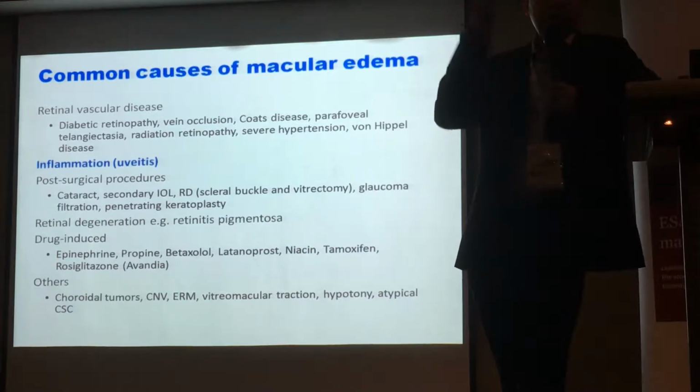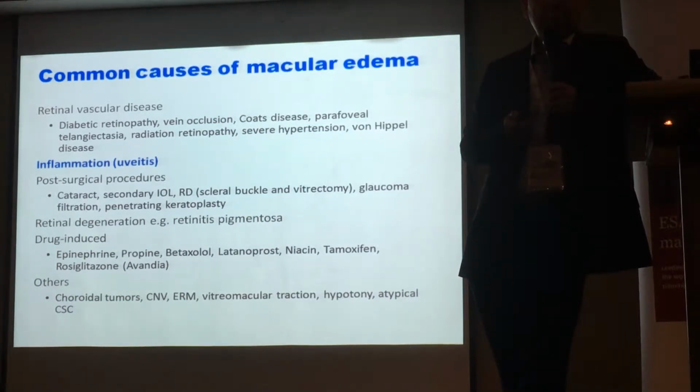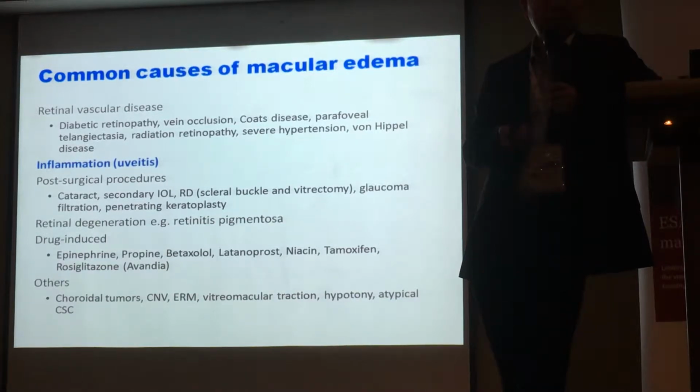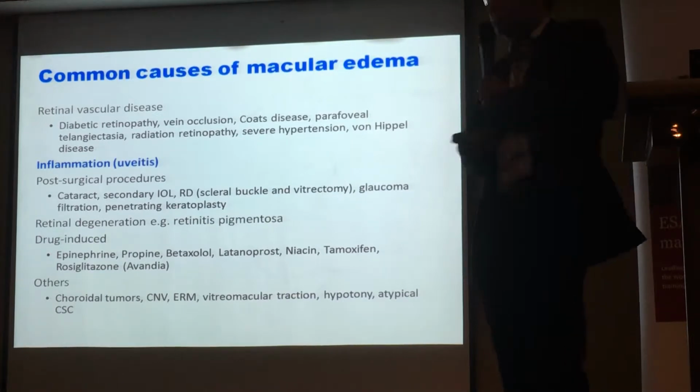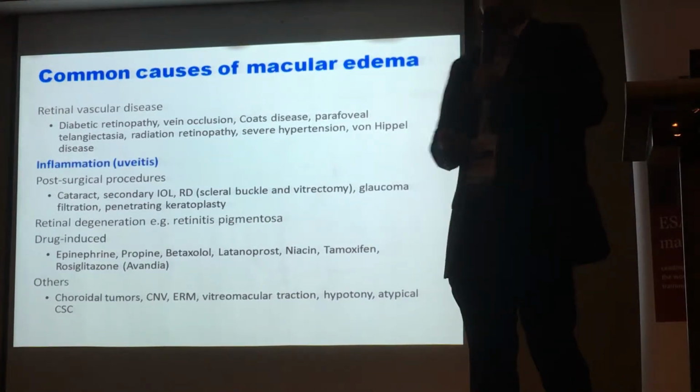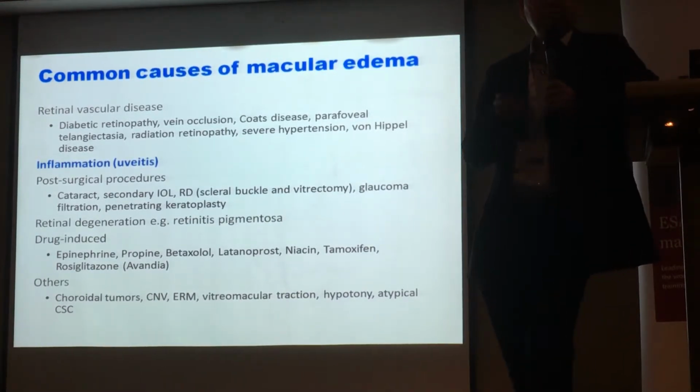And the quintessential classic will be post-cataract surgery, Irvine-Gass, right? Idiopathic though it may be, but it's largely thought to be inflammatory. Retinal degenerations like retinitis pigmentosa, photoreceptor dystrophies, is it inner or outer?